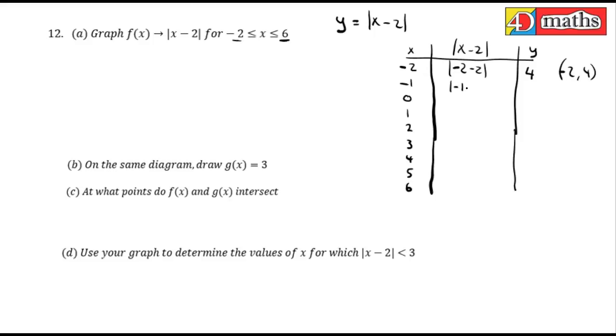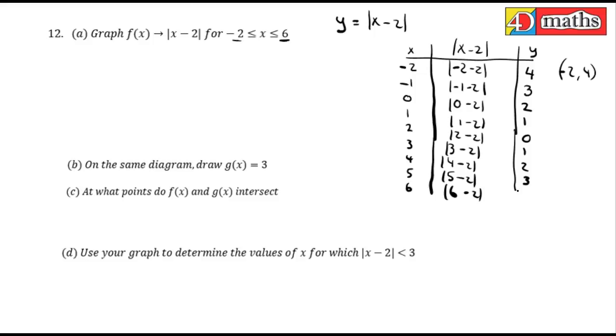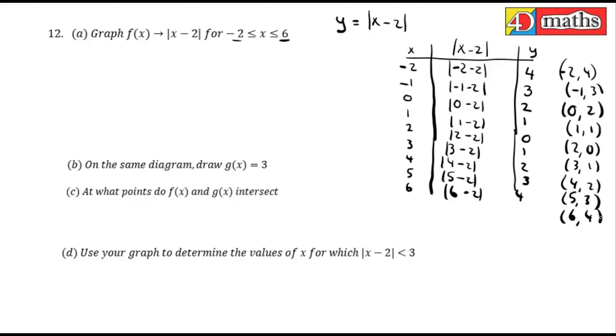Next point, −1 minus 2, which works out to be 3, then 2, then 1, then 0, then 1, then 2, then 3, and then 4. So here are all my points: (−1, 3), (0, 2), (1, 1), (2, 0), (3, 1), (4, 2), (5, 3), and (6, 4). So I'm going to draw it.